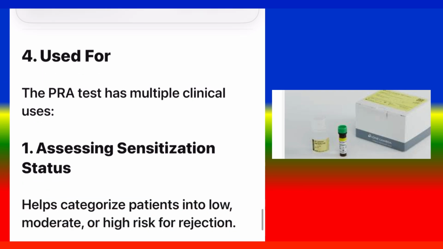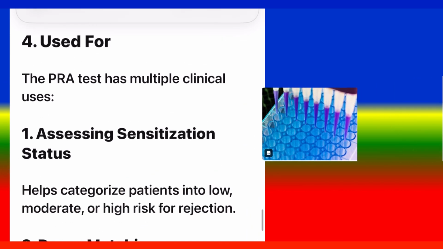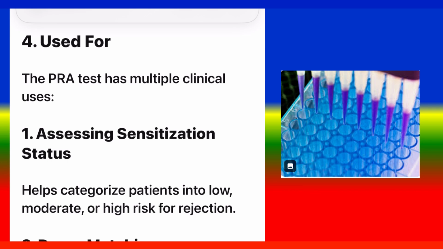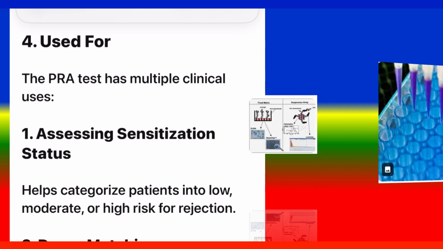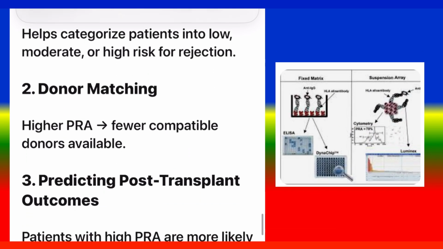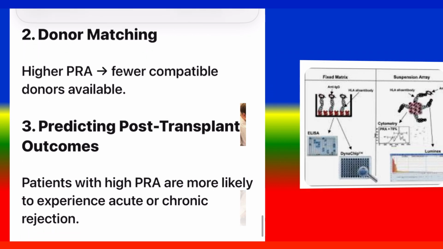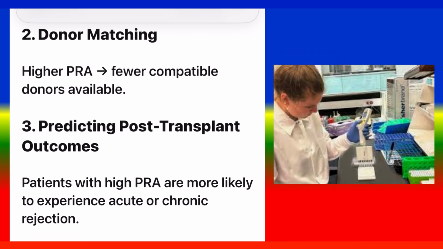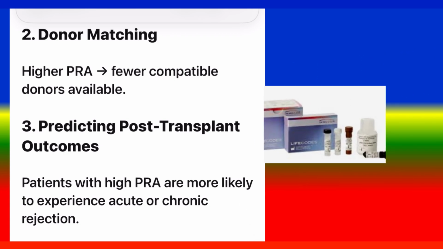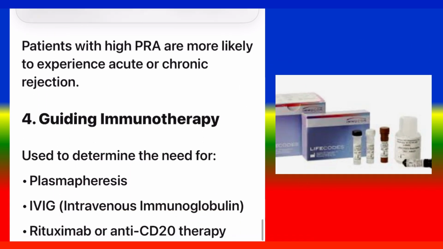Number 4. Uses. The PRA test has multiple clinical uses. 1. Assessing sensitization status: helps categorize patients into low, moderate, or high risk for rejection. 2. Donor matching: higher PRA, fewer compatible donors available. 3. Predicting post-transplant outcomes: patients with high PRA are more likely to experience acute or chronic rejection.